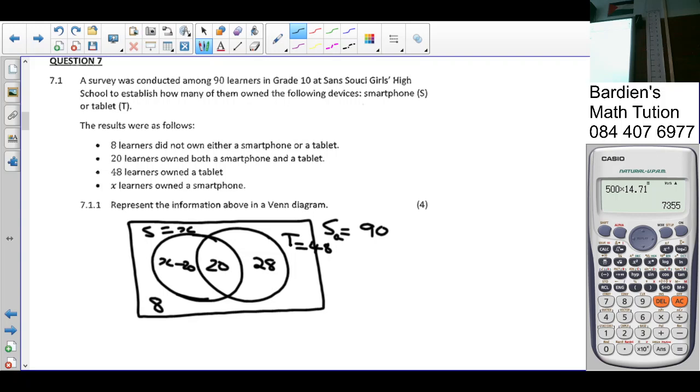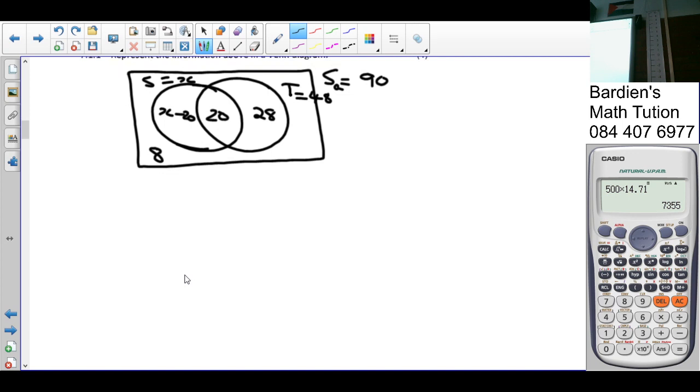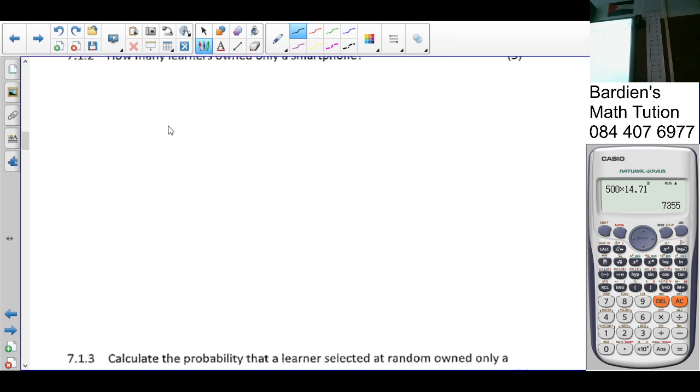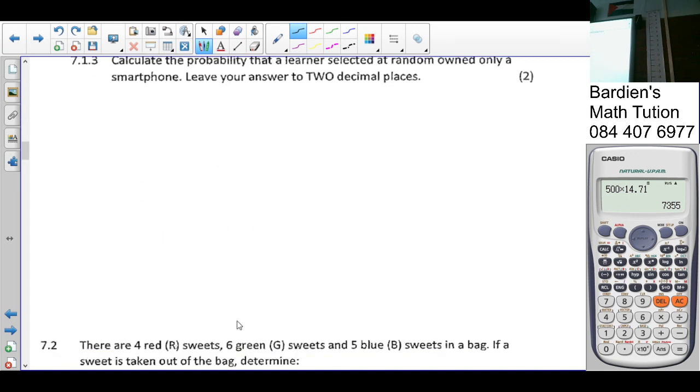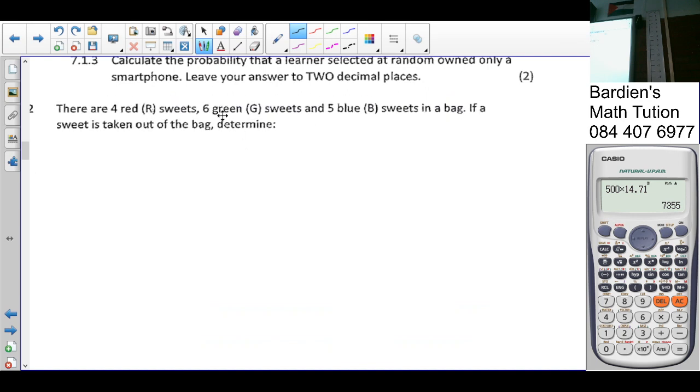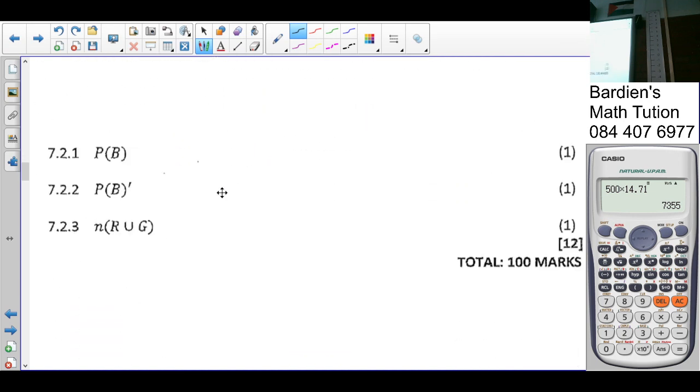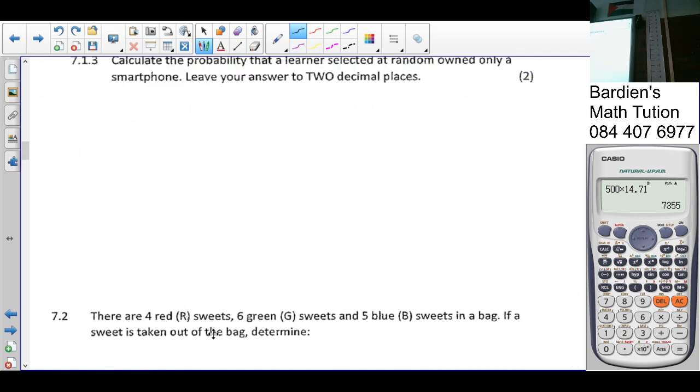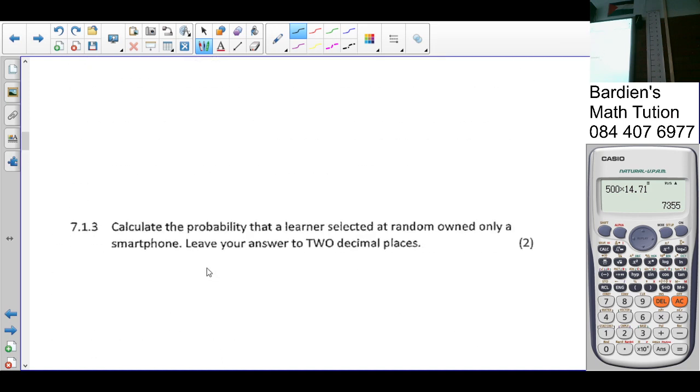The question says represent the information on the Venn diagram. Right, we just did. Okay, this is one of those times. Okay, that has nothing to do with the next question. With this question, sorry.